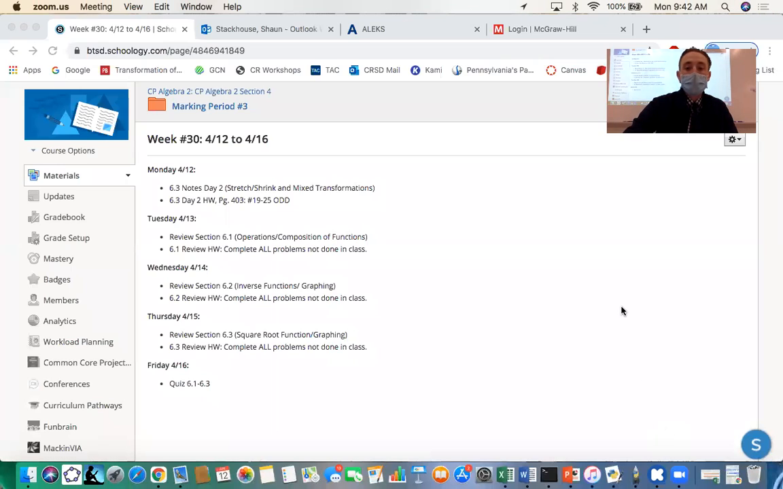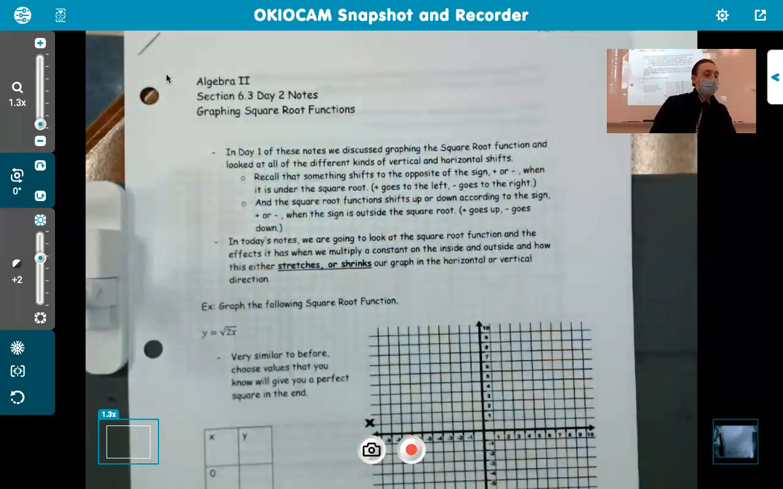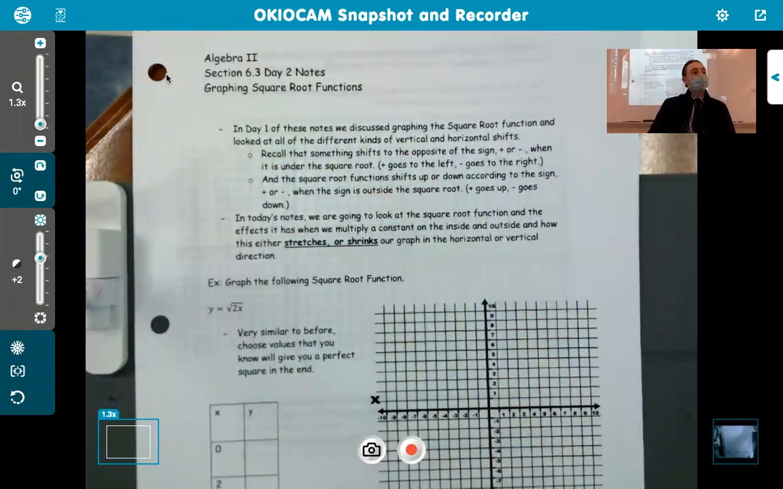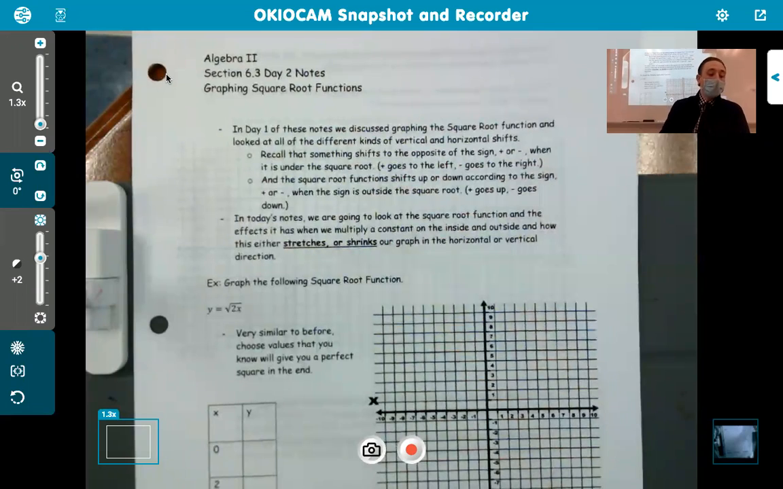Okay. And today, like I said, is a continuation of section 6.3 and the notes from Friday. So back on Friday, day one of these notes, we discussed the square root function, took a look at all the different shifts, and kind of just talked about that as we were going over the homework. So let's remember the different kinds of transformations we had.